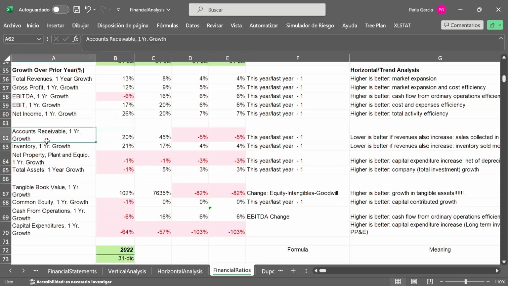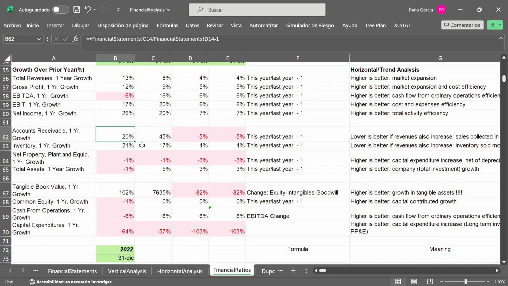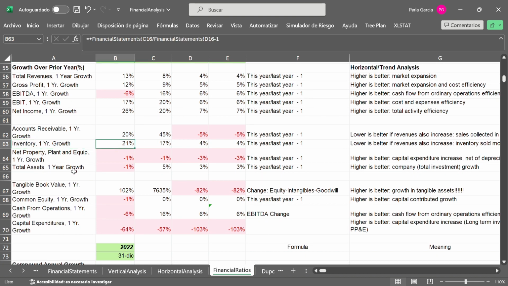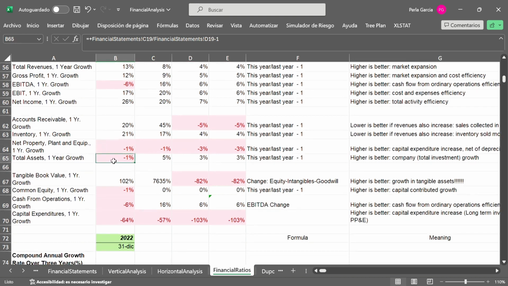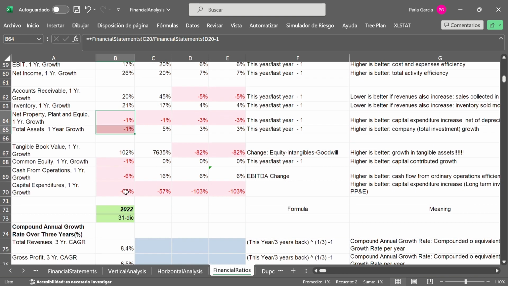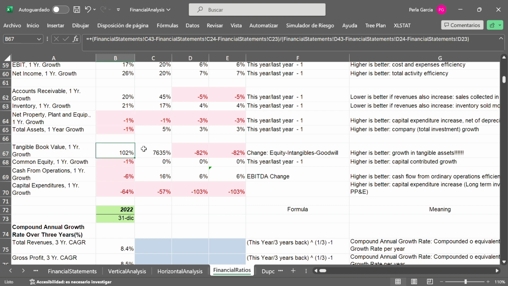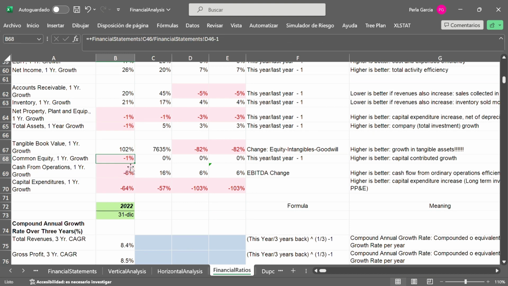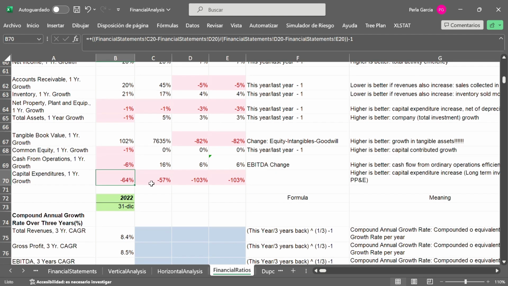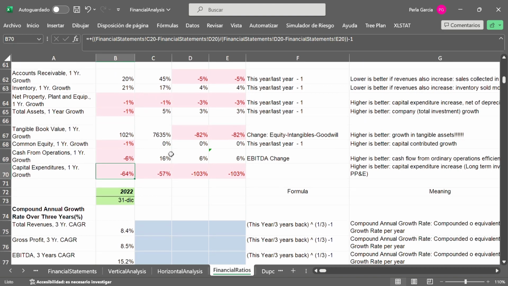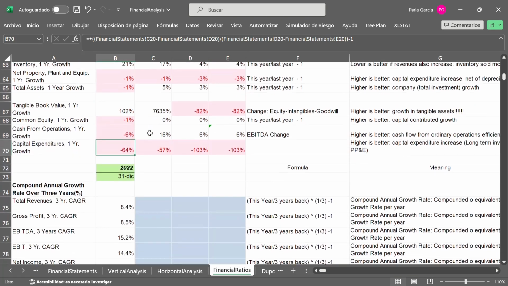Then the accounts receivable increased 2,000% compared to last year. The inventory increased, and the net property, plant and equipment and total assets decreased 1%. The tangible book value increased 102%. The common equity decreased 1%, and the cash from operations decreased 6%. The capital expenditure decreased 64% compared to last year, 2022.